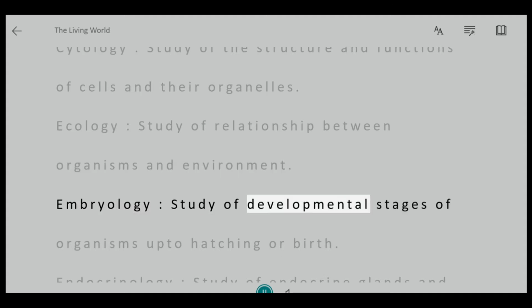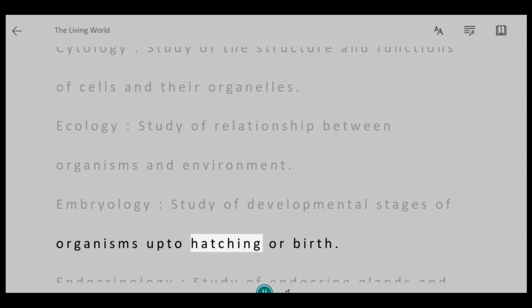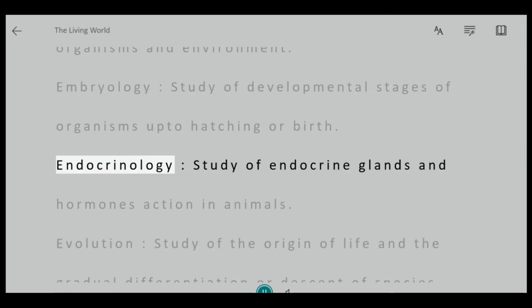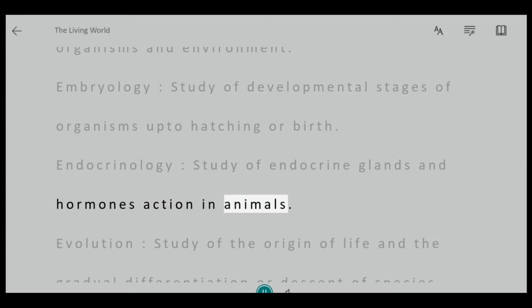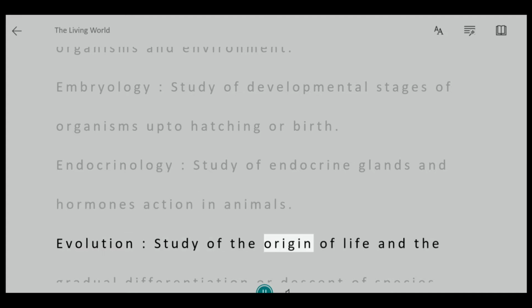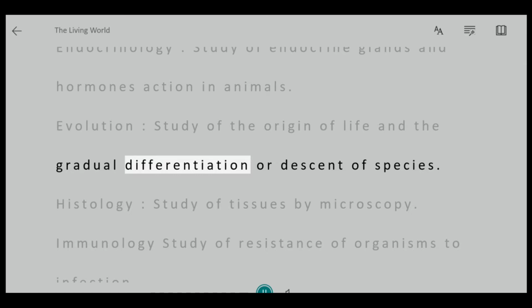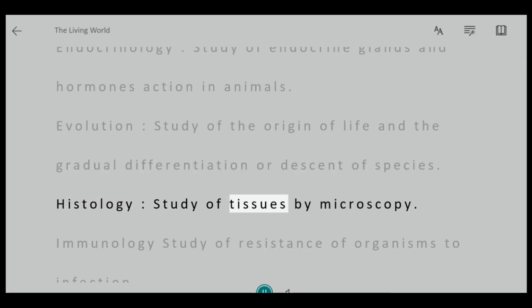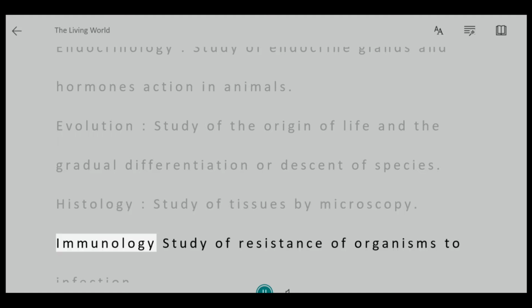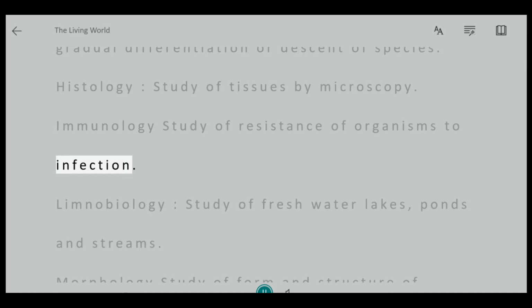Embryology, study of developmental stages of organisms up to hatching or birth. Endocrinology, study of endocrine glands and hormones action in animals. Evolution, study of the origin of life and the gradual differentiation or descent of species. Histology, study of tissues by microscopy. Immunology, study of resistance of organisms to infection.